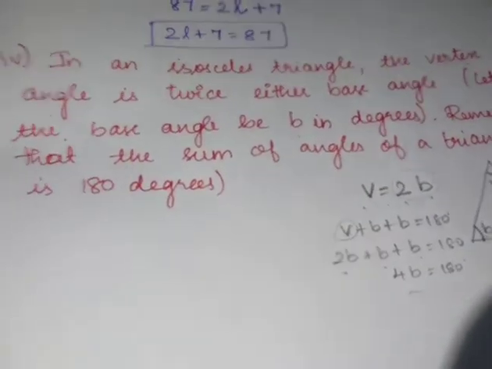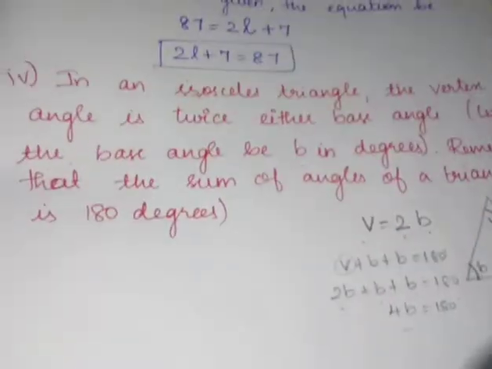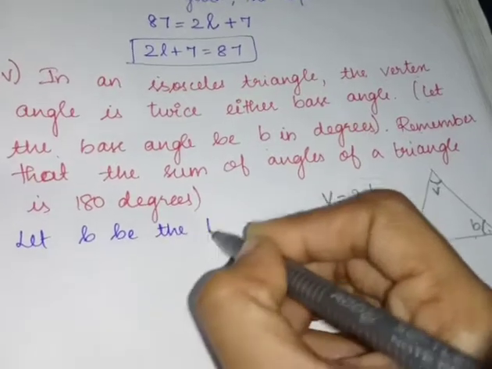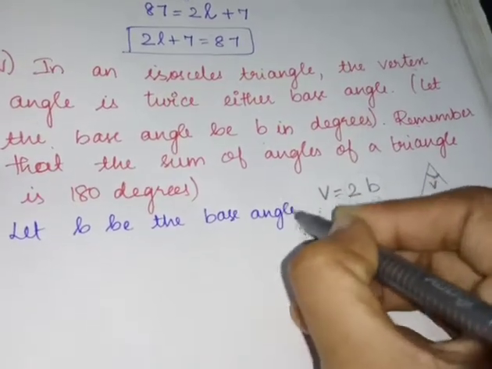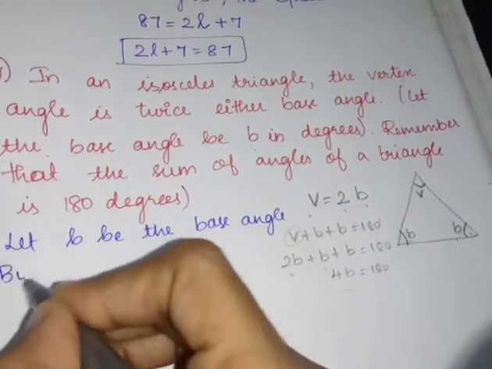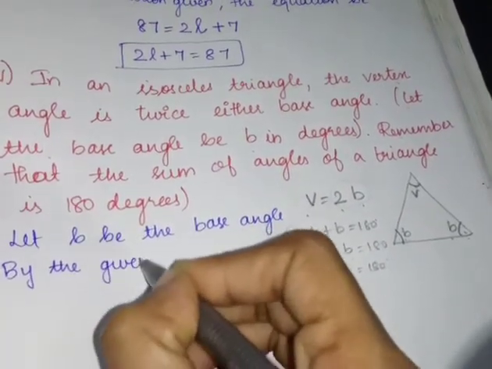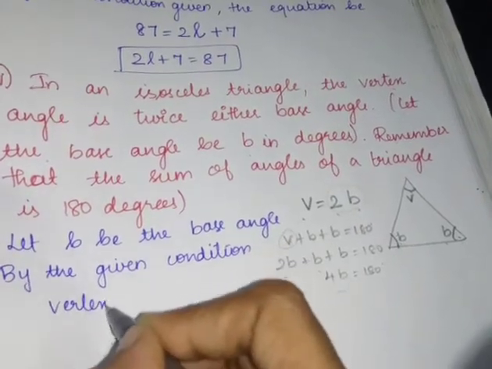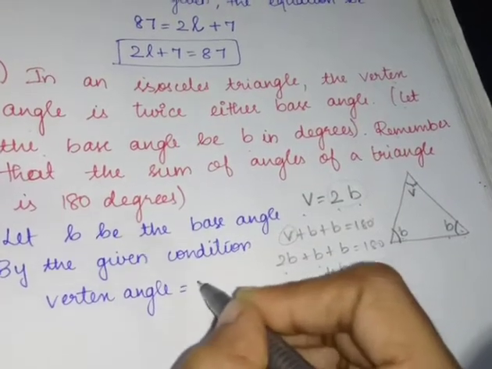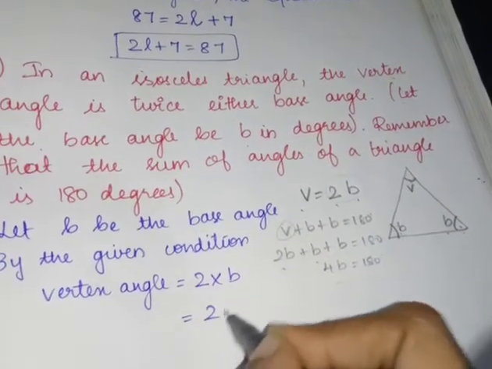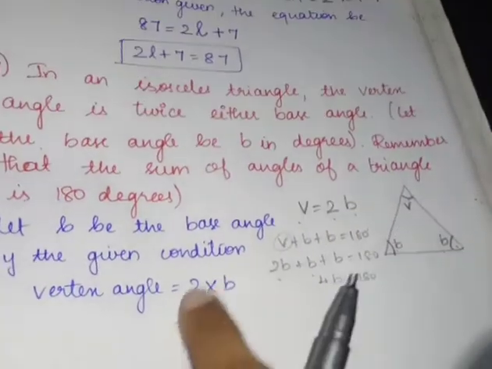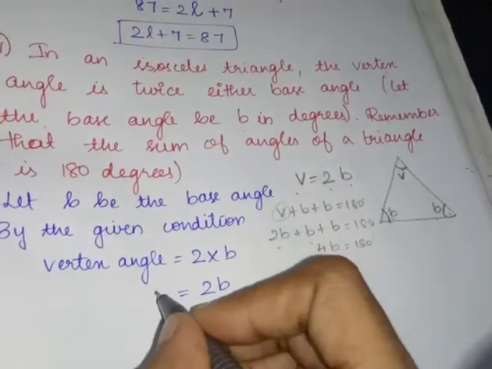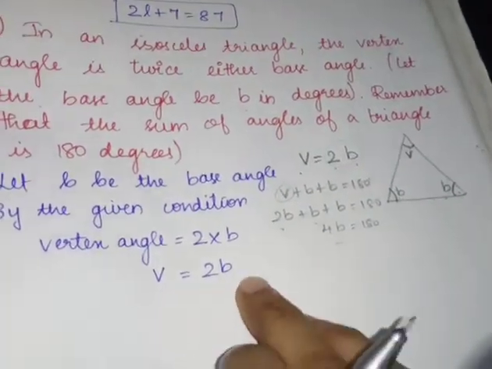I'll just give you the notes now. Listen. Let B be the base angle. By the given condition, the vertex angle is equal to 2 into B, which is 2B, because it is twice the base angle. Let us take the vertex angle as V. Vertex angle is equal to 2B.